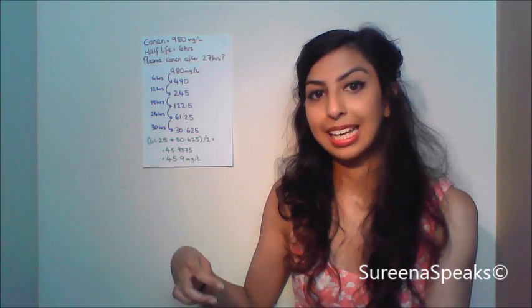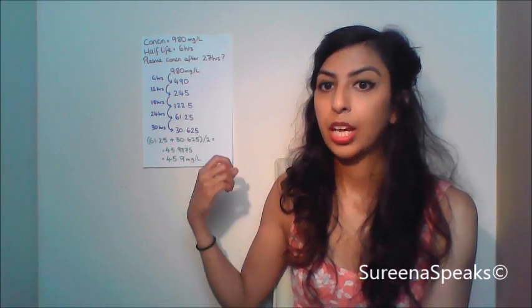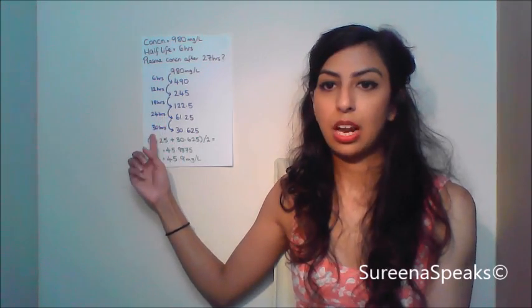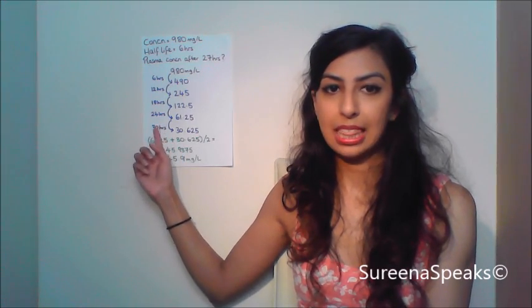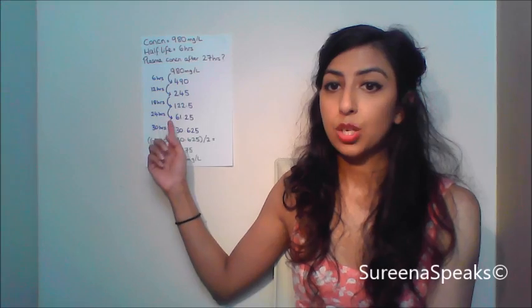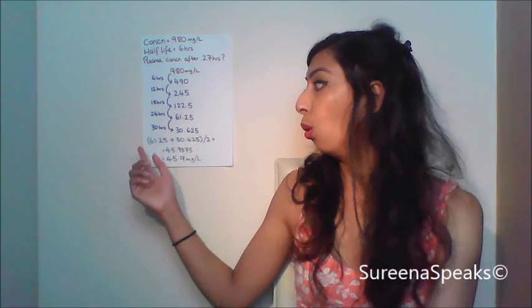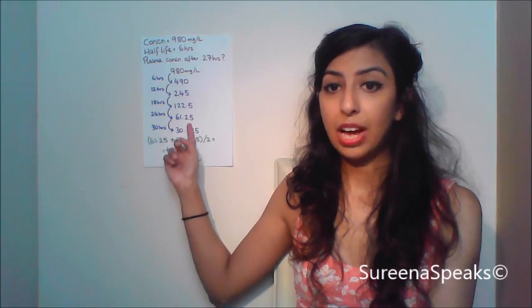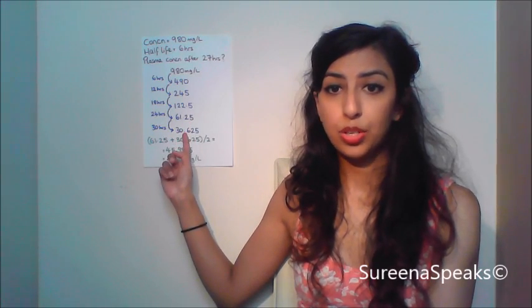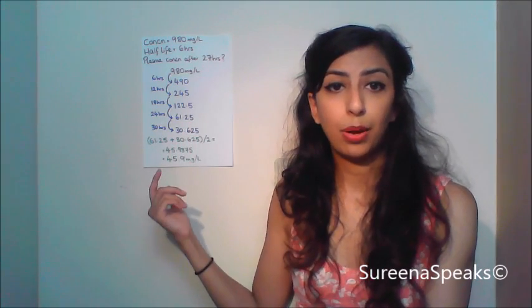That's not what the question's asking. It's asking for 27 hours. So 27 hours is going to lie somewhere between 24 hours and 30 hours. And 27, luckily, is in the middle of 24 and 30. Therefore, all we need to do is find out what's in the middle of these two numbers. How do we do that? Add them together, divide by 2.